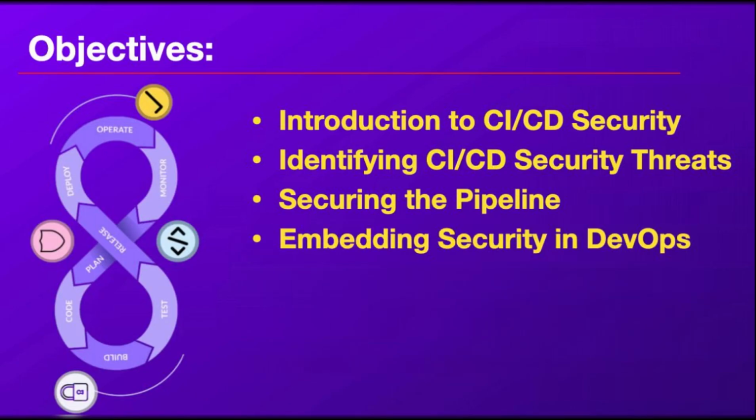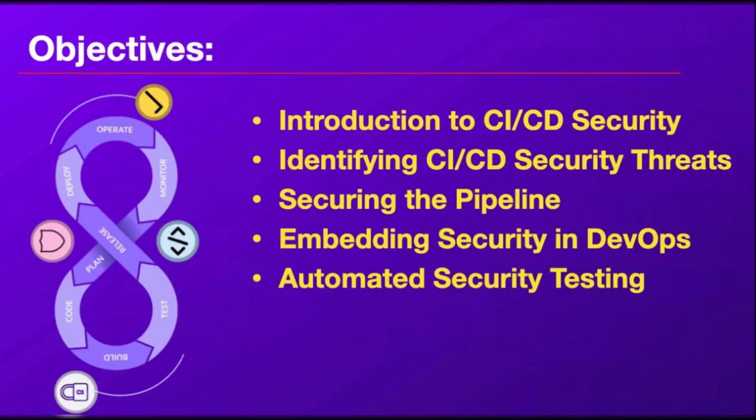4. Embedding security in DevOps. Learn how to integrate security seamlessly into the DevOps process to maintain speed without compromising safety. 5. Automated security testing. Discover the importance of implementing automated testing tools, including SAST, DAST, and SCA, for continuous protection throughout the pipeline. 6. Embracing DevSecOps.